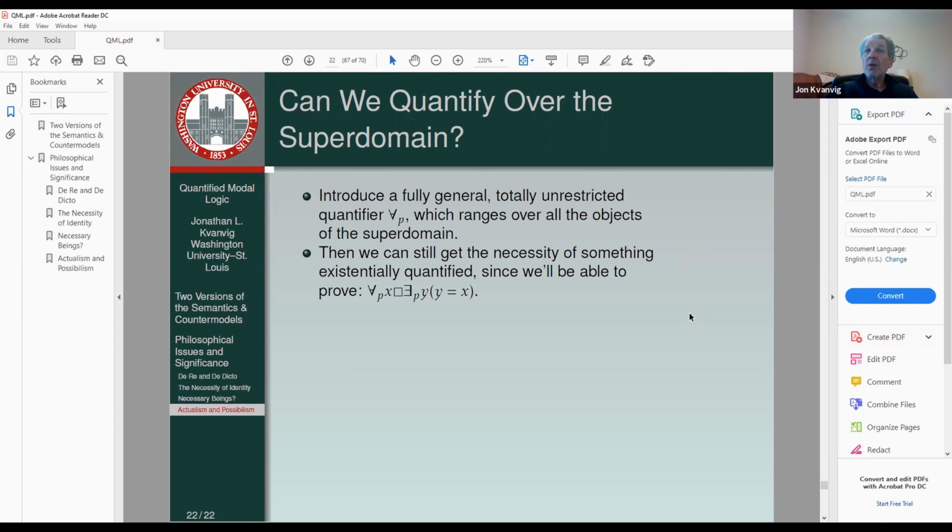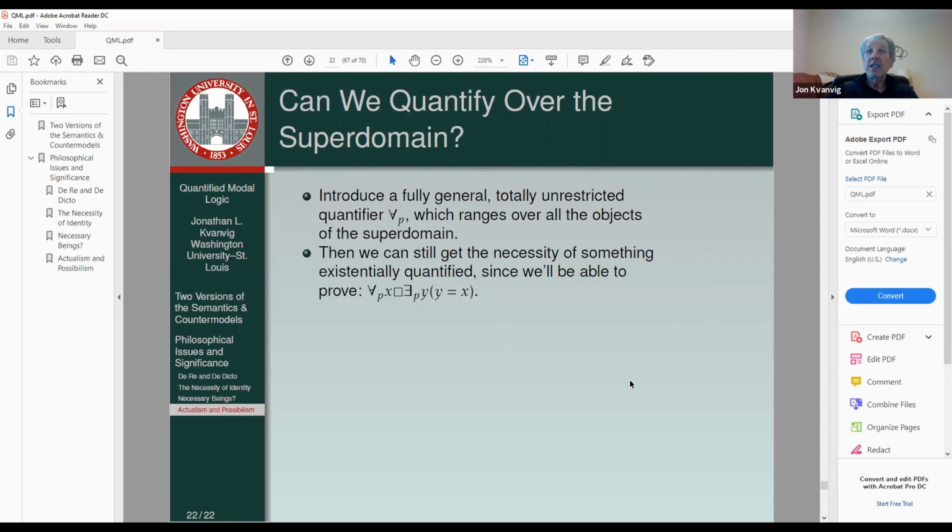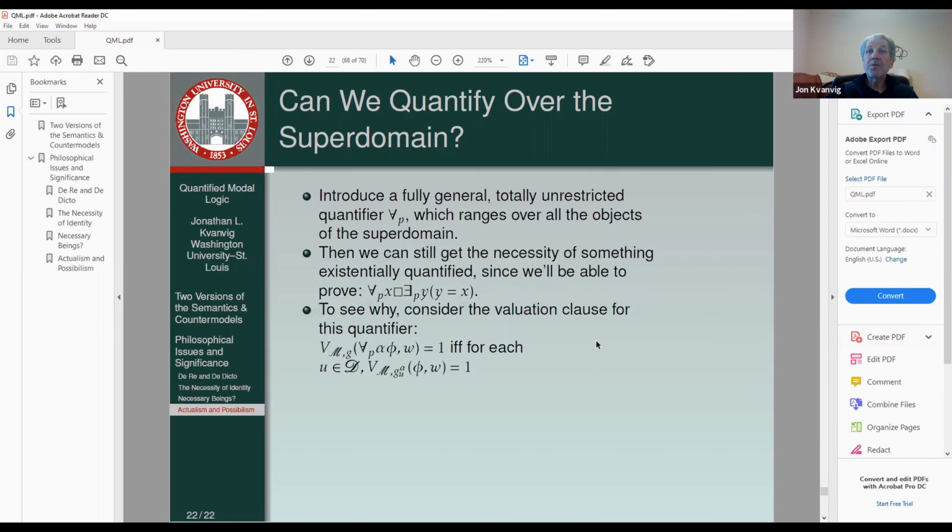If so, we can still get the necessity of something existentially quantified, since we'll be able to prove this: for all possible x's, it's necessary that there's a possible y such that y is equal to x. That will be the analog of this formula when we were quantifying only over objects instead of things in the superdomain.